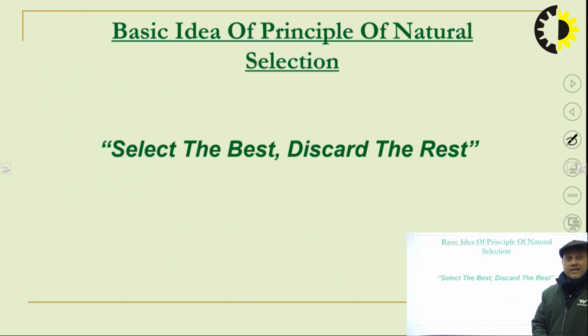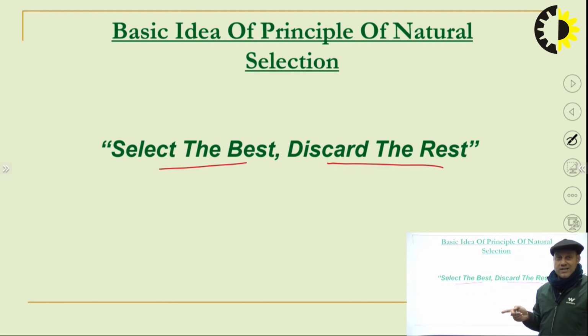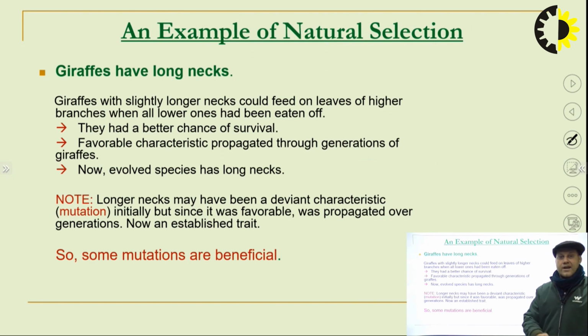The basic idea of the principle of natural selection is: select the best, discard the rest. Whichever species has the best capability of surviving in the environment will survive, otherwise others will die out. So this is the basic principle of the genetic algorithm based on Darwin's principle. Select the best, discard the rest. Keep this in mind. Now I will briefly give you an example of this natural selection.